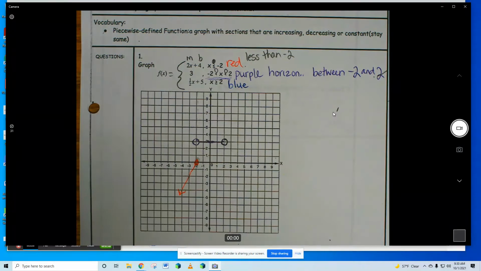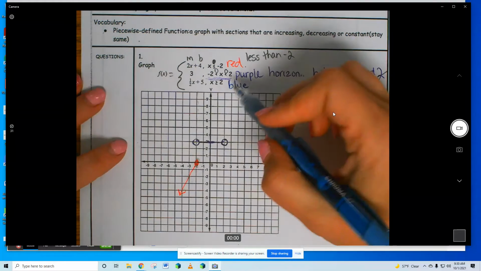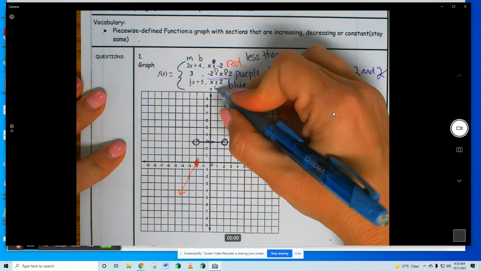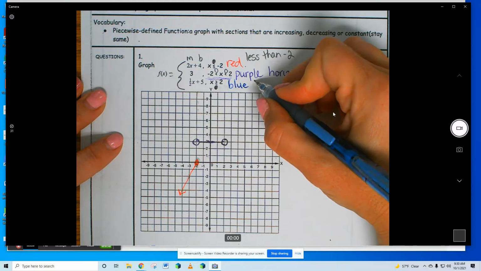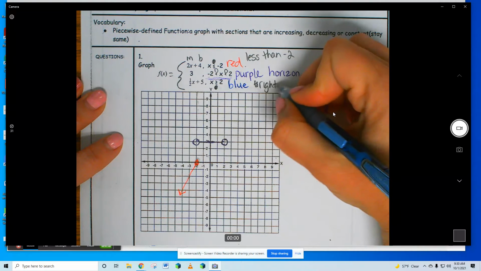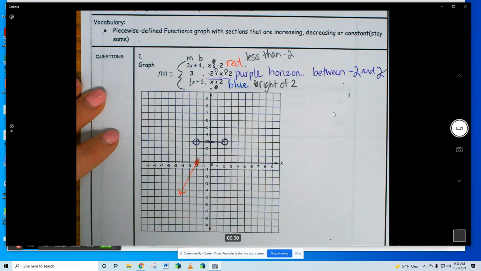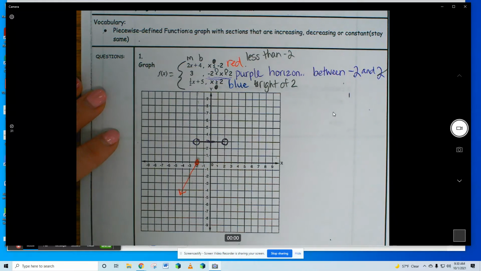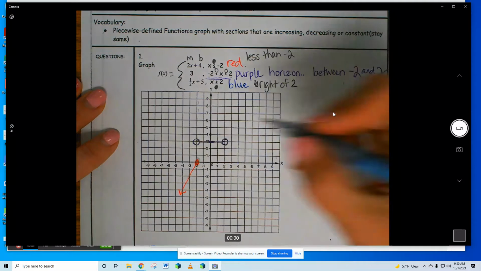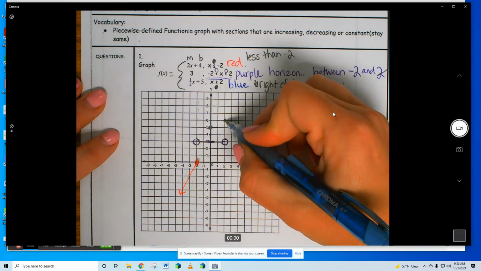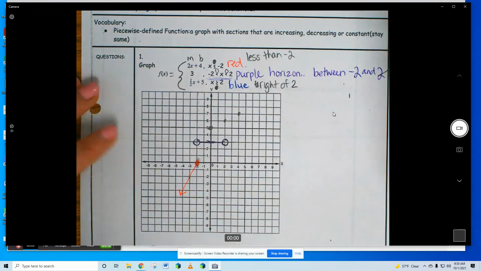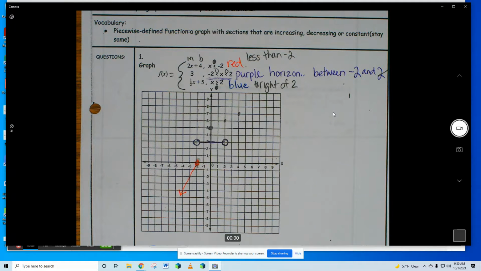My last blue line is greater than, closed circle, because it's greater than or equal to, bigger or to the right of 2, bigger than 2. Begin at 5. I better do a rough draft in pencil. Begin at 5. Rise 1, run 2. Okay. I have my tentative line. I want it to be a closed circle at 2, and then the line going bigger than it.